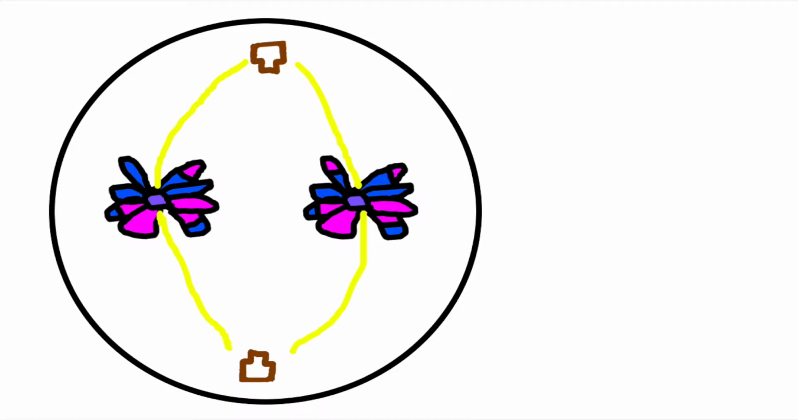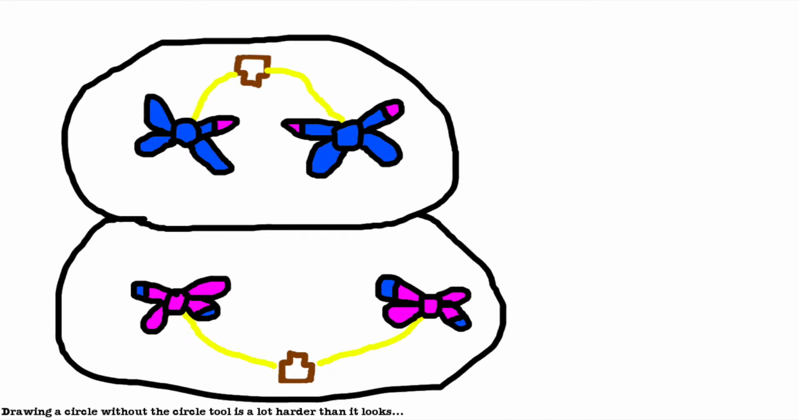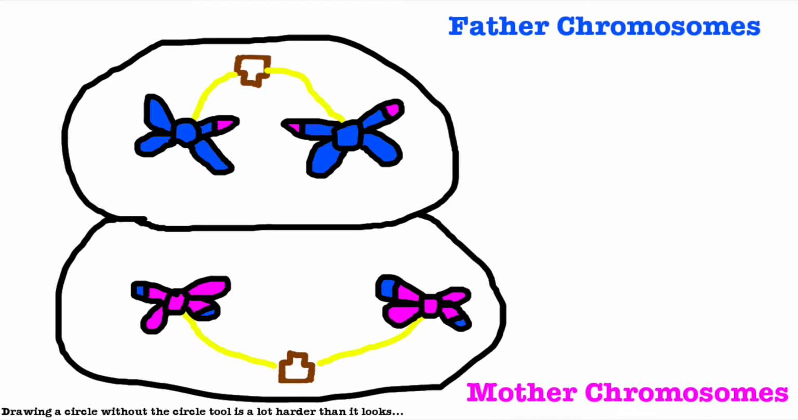As already stated, the spindle fibers pull and separate the tetrads into two pairs of chromosomes. These chromosomes are pulled into their new cells. There really isn't much more to say about this phase, other than the fact that each cell, as of now, contains only mother chromosomes and only father chromosomes.